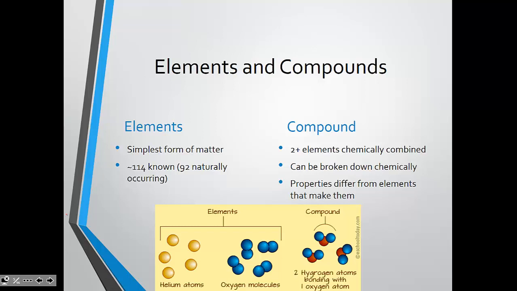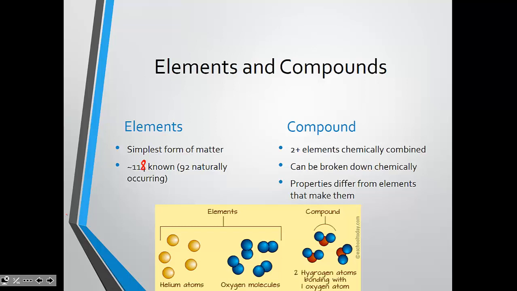Now, all atoms that behave the same are known as elements, and it's the simplest form of matter. For the purpose of this course, we will say you cannot break elements down further, so their simplest form of matter that retains its properties is known as elements. And there are only 92 that occur on this planet. We know of 118 now, but after 92 they become theoretical.